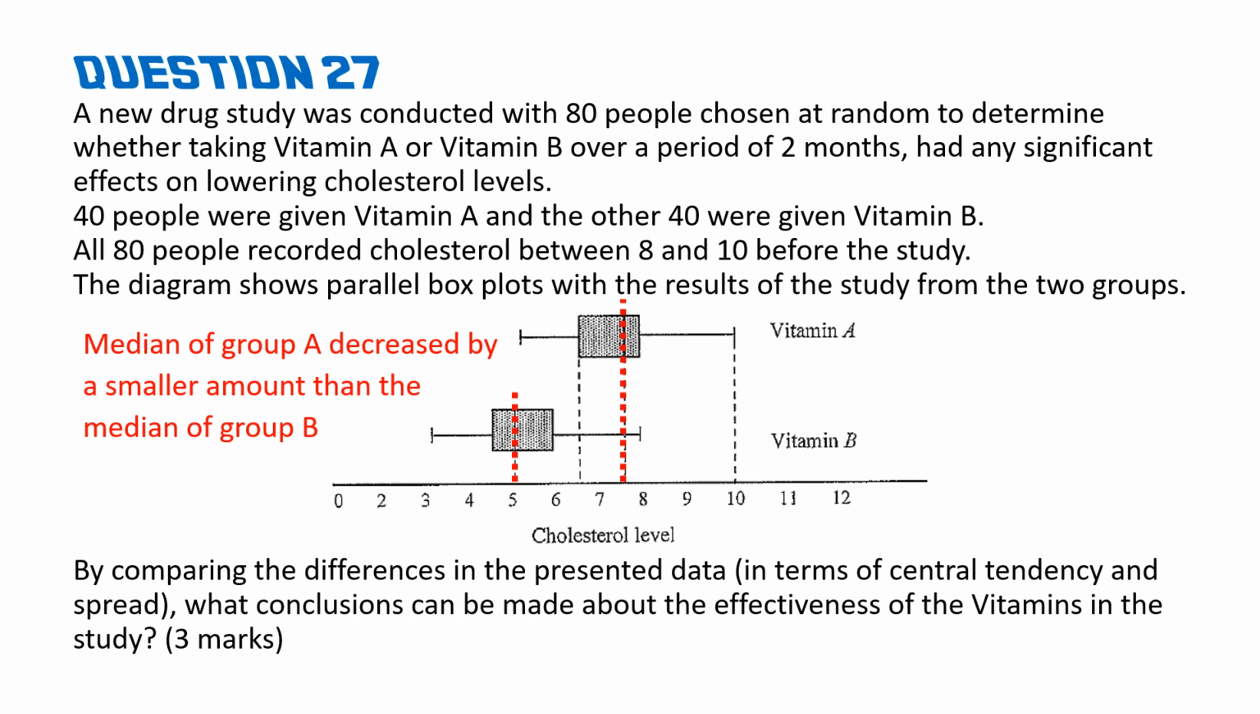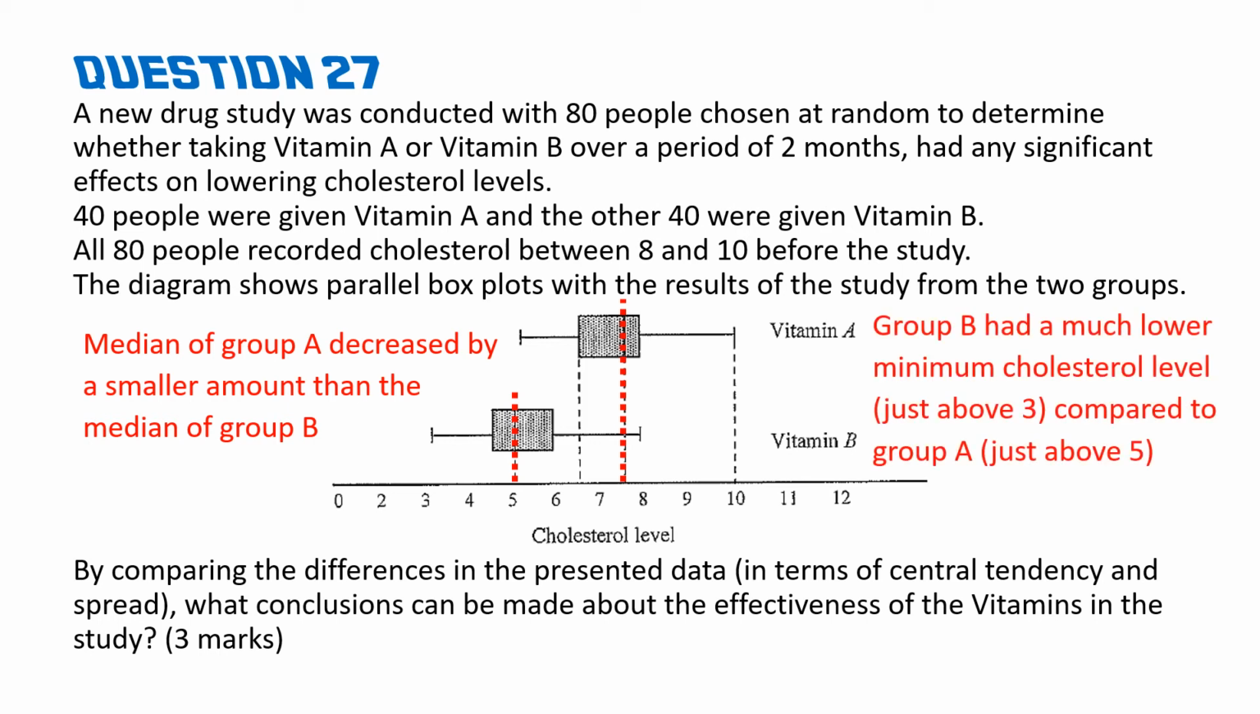So that median of 9 for both groups, for vitamin A has dropped down to 7.5, but for B it's dropped down to 5. Now we can't say it was 9 because we didn't know where it was, but we can assume it was somewhere between 8 and 10. If they were roughly the same, vitamin A's one has moved down less than what vitamin B has moved down, right? So vitamin B has had more effect.